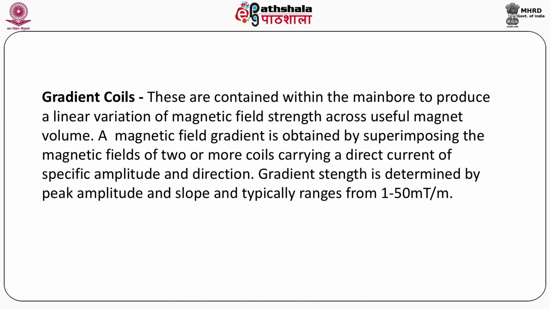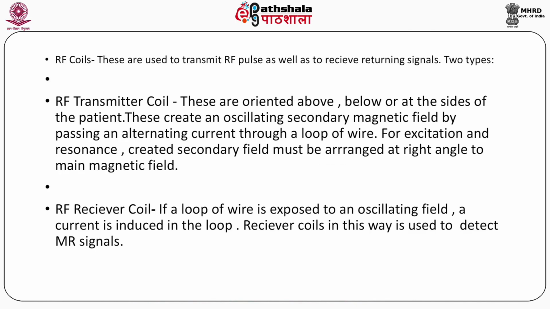Then we have the gradient coils. These are contained within the main magnet bore to produce a linear variation of magnetic field strength across the useful magnetic volume. The magnetic field gradient is obtained by superimposing the magnetic fields of two or more coils carrying a direct current of a specific amplitude and direction. The gradient strength is determined by peak amplitude, and the slope typically ranges from 1 to 50 millitesla per meter.